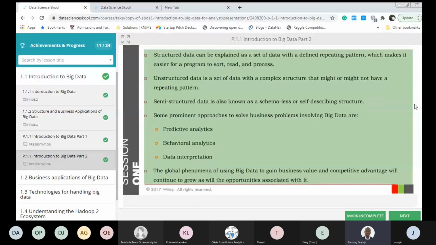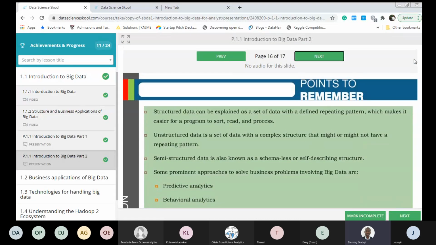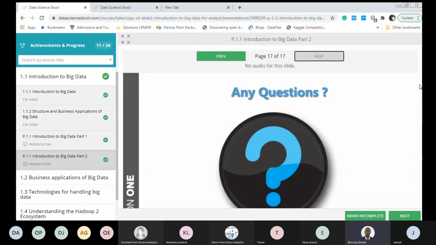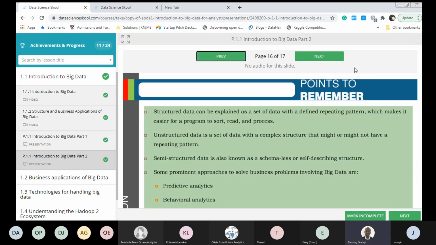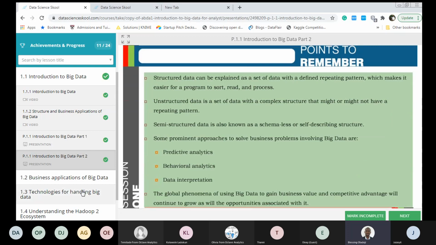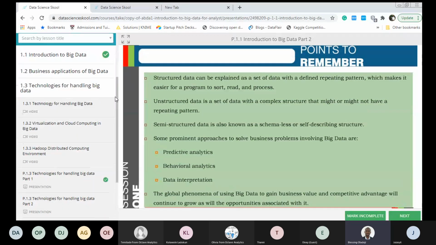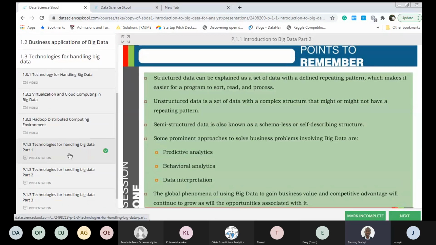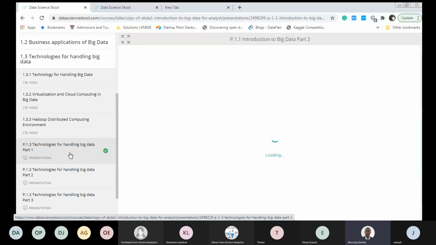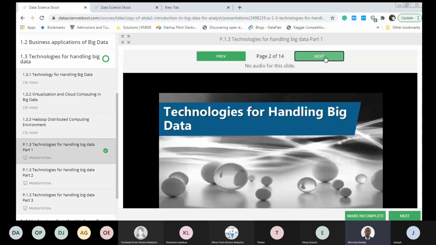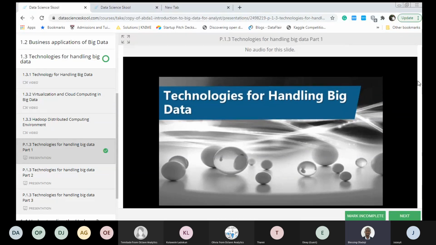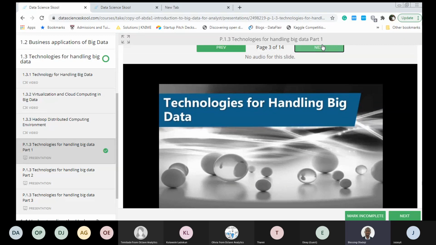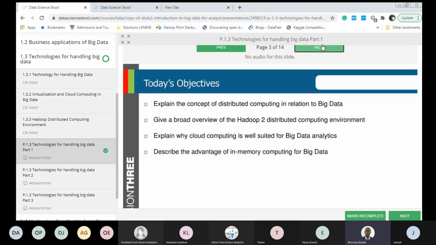Okay, so I think that it's about the end of that introduction. So let's look at the technologies for handling big data. And this is a very, very interesting part, the technologies for handling big data. So we have another 30 minutes to end the class.